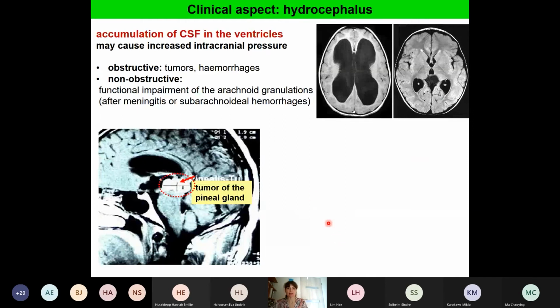Hydrocephalus is the condition in which the cerebrospinal fluid accumulates in the ventricles, because it cannot be absorbed, or we have a blockage somewhere. This is the so-called obstructive form. In this picture you can see a tumor of the pineal gland. The pineal gland has a direct contact to the cerebral aqueduct. So in this case, the cerebrospinal fluid cannot enter the fourth ventricle, and that's why the ventricles will be enlarged. Or we can have another type, where you do not have any obstruction, but the arachnoid granulations are functionally inactive, so the fluid cannot be reabsorbed, and it can happen after a meningitis or subarachnoid hemorrhages.